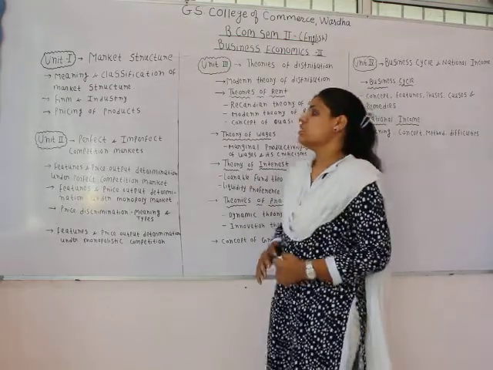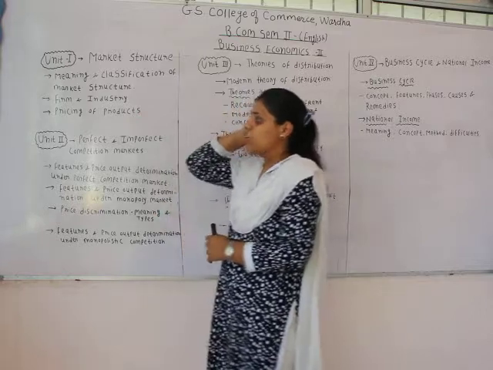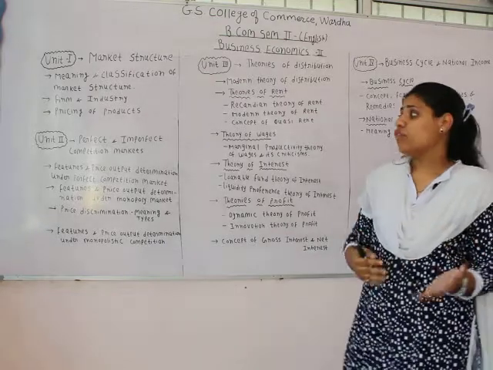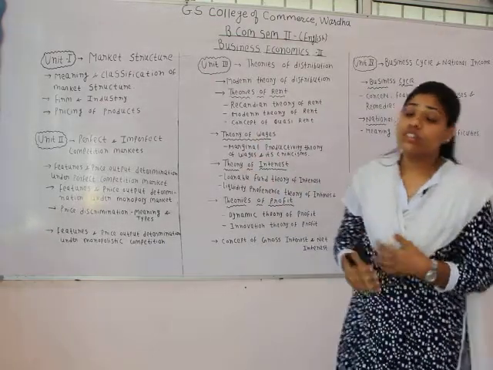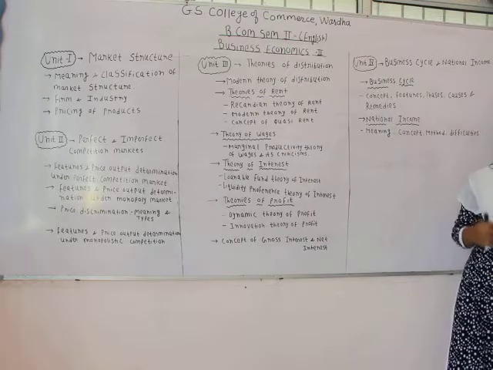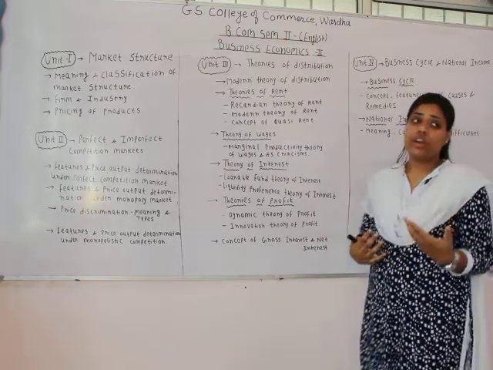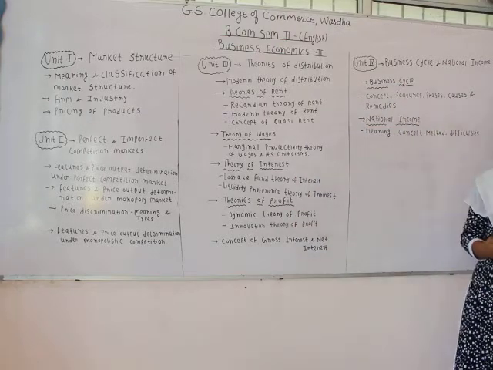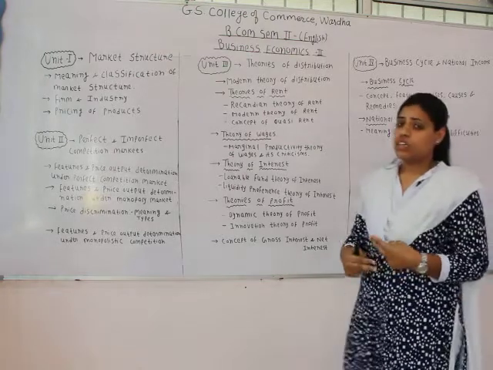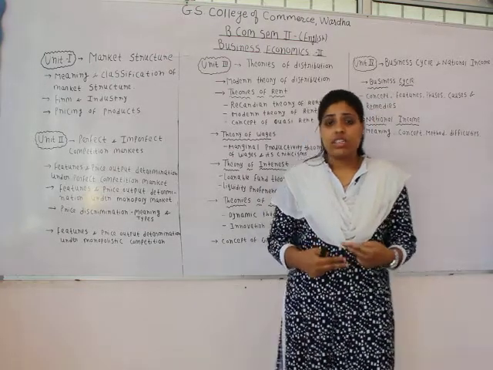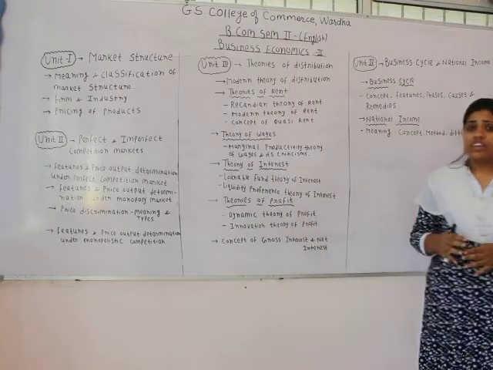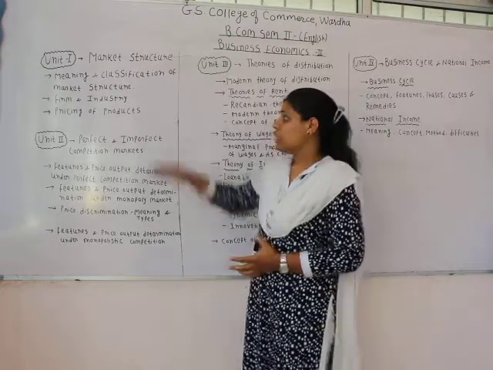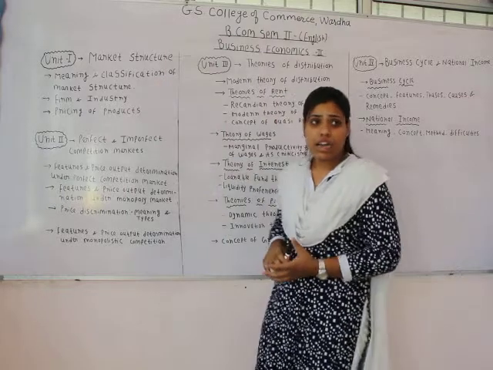The next chapter under this unit is going to be pricing of products. So under this chapter we would be dealing with the different strategies for pricing of products. What kind of strategies are being used in businesses for pricing of products, what are the bases for deciding the prices of products. Like there may be pricing of products on the basis of cost, there may be pricing of products on the basis of different things that we are going to see here in this chapter. So this way we are going to see these 3 chapters under our first unit, that is market structure.